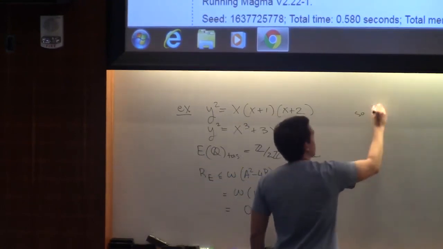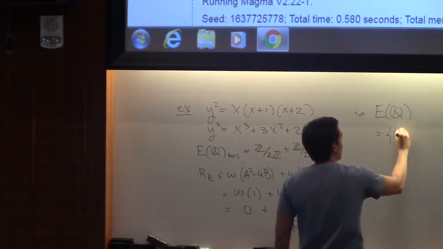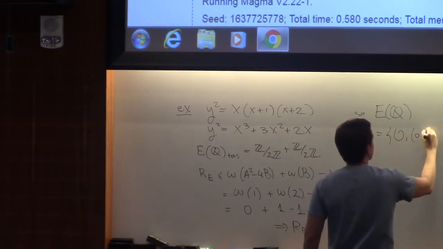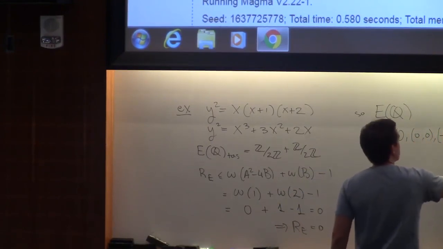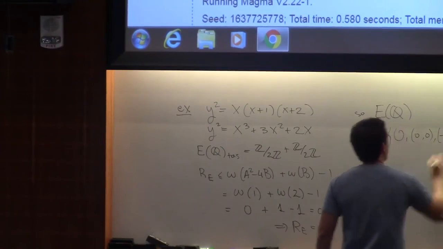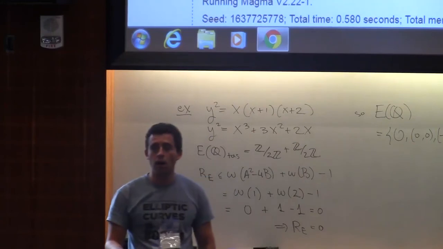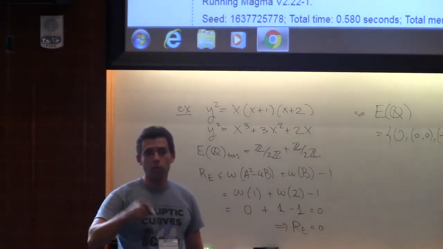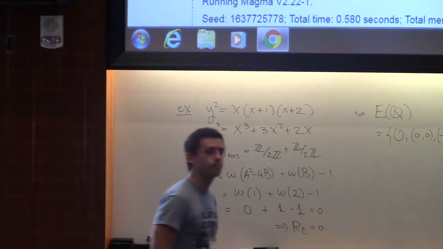So all the torsion points are O and (0, 0), (-1, 0), and (-2, 0). So the only triples of numbers that multiply to a square are 0, 1, 2; -1, 0, 1; and -2, -1, and 0. And that's it.